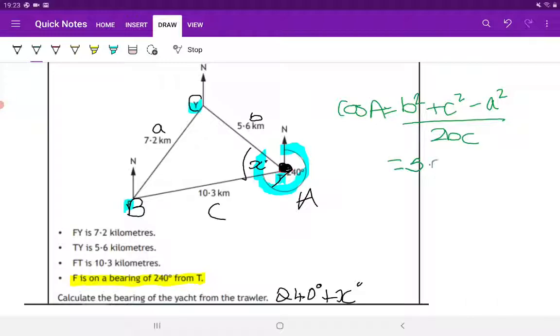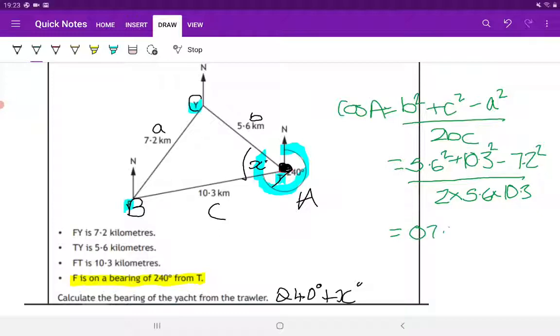So we've got 5.6 squared plus 10.3 squared minus 7.2 squared over 2 times 5.6 times 10.3. So we work that out first of all, grabbing the calculator, using your fraction button if you like doing it that way, or whatever way you are most comfortable with. Make sure you've typed it in correctly as well, remember guys, it's always worth double checking your screen. If you don't have a scientific calculator at home, there are a few good apps you can use, so let me know if you're struggling and I can show you those apps. Okay, but I get 0.742. Now remember, that is cos A. That is not the angle.